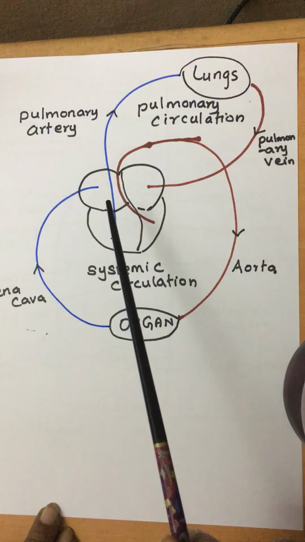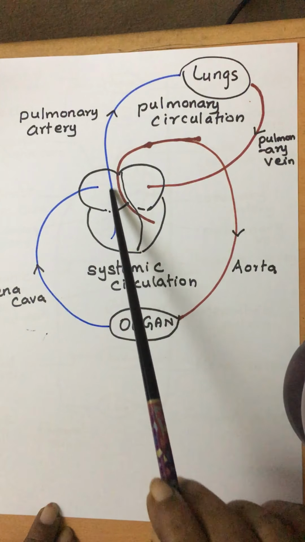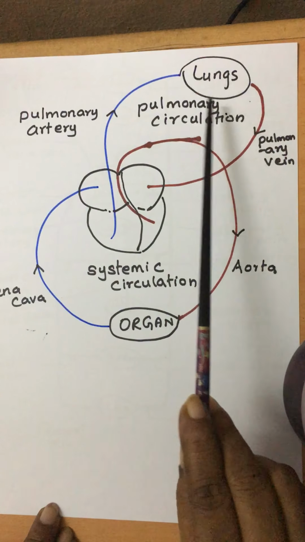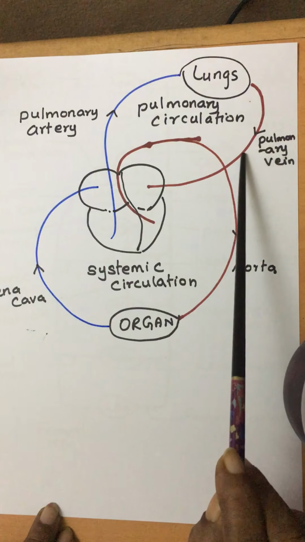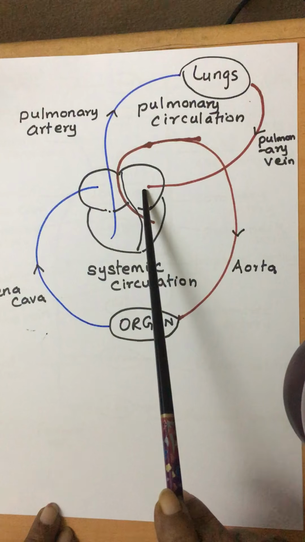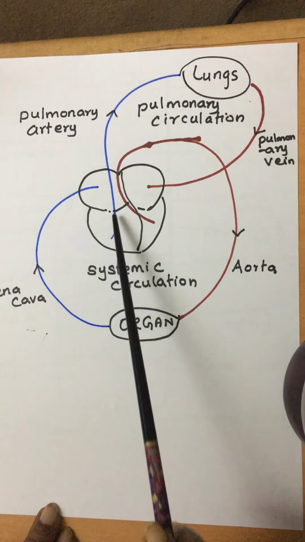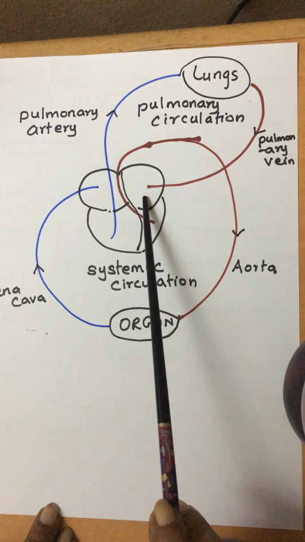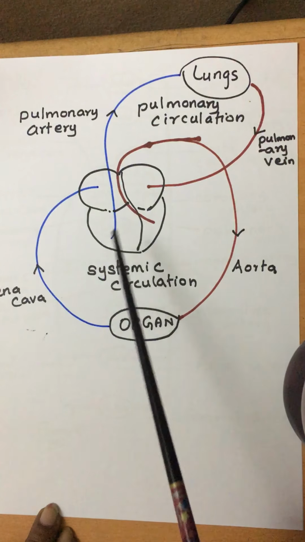The pulmonary circulation: from the right ventricle, the deoxygenated blood flows through the pulmonary artery to the lungs. There the blood gets purified and becomes oxygenated blood, and flows through the pulmonary vein to the left atrium. So pulmonary circulation is right ventricle, pulmonary artery, lungs, pulmonary vein, left atrium. So there are two blood circulations in our body.